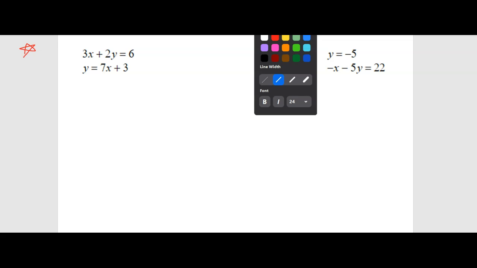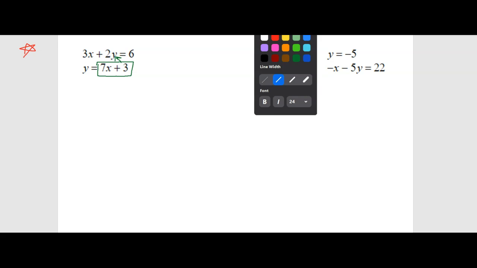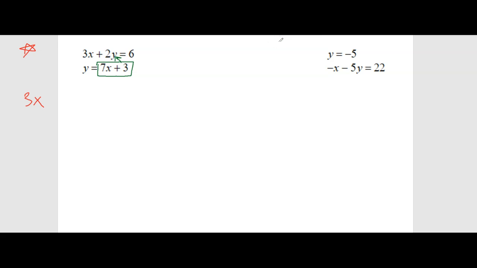And to do that, we need to start with our second one and realize that y is already equal to 7x plus 3. So we can take that value and replace the y in the first equation with that quantity or value. So let's start with my first equation, 3x plus 2y is equal to 6. And instead of y, I'm going to replace y with 7x plus 3. Remember, because our second equation tells us that y is equal to 7x plus 3. So I can replace the y in my first equation with that quantity.